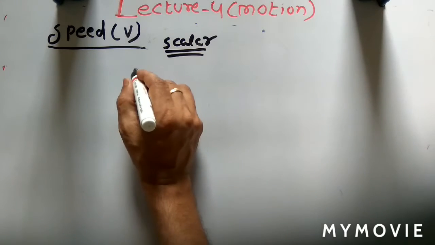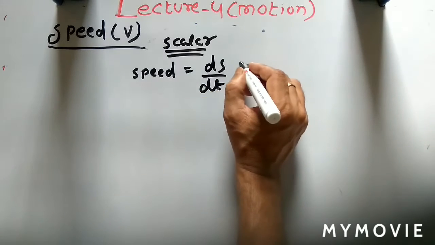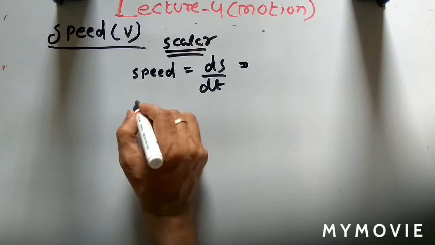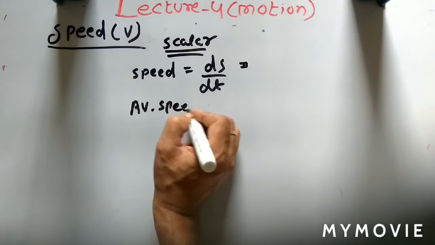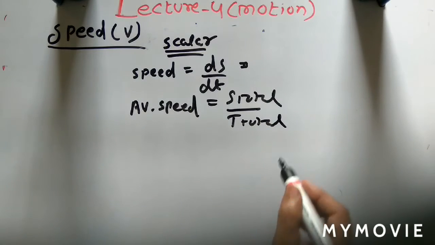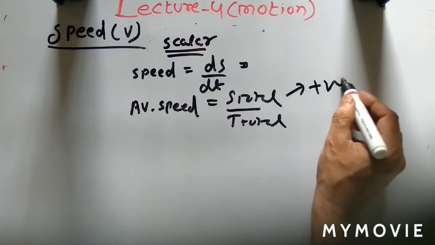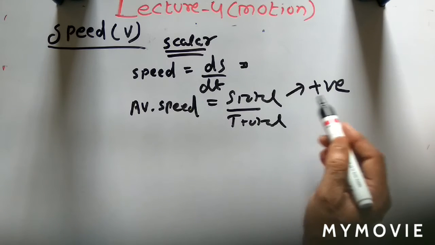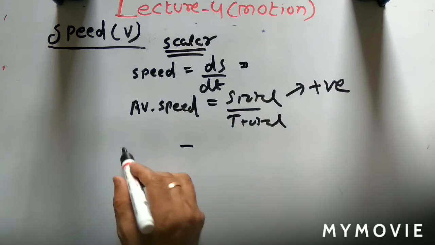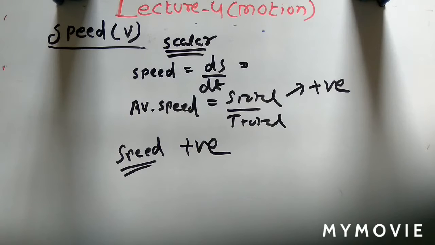So I told speed is equal to what? ds by dt, this is instantaneous speed. Average speed is equal to total distance by total time. Now see, distance is always positive. It is neither zero nor negative. So speed is always positive. Remember, speed is always positive. So this is about the various descriptions of speed.